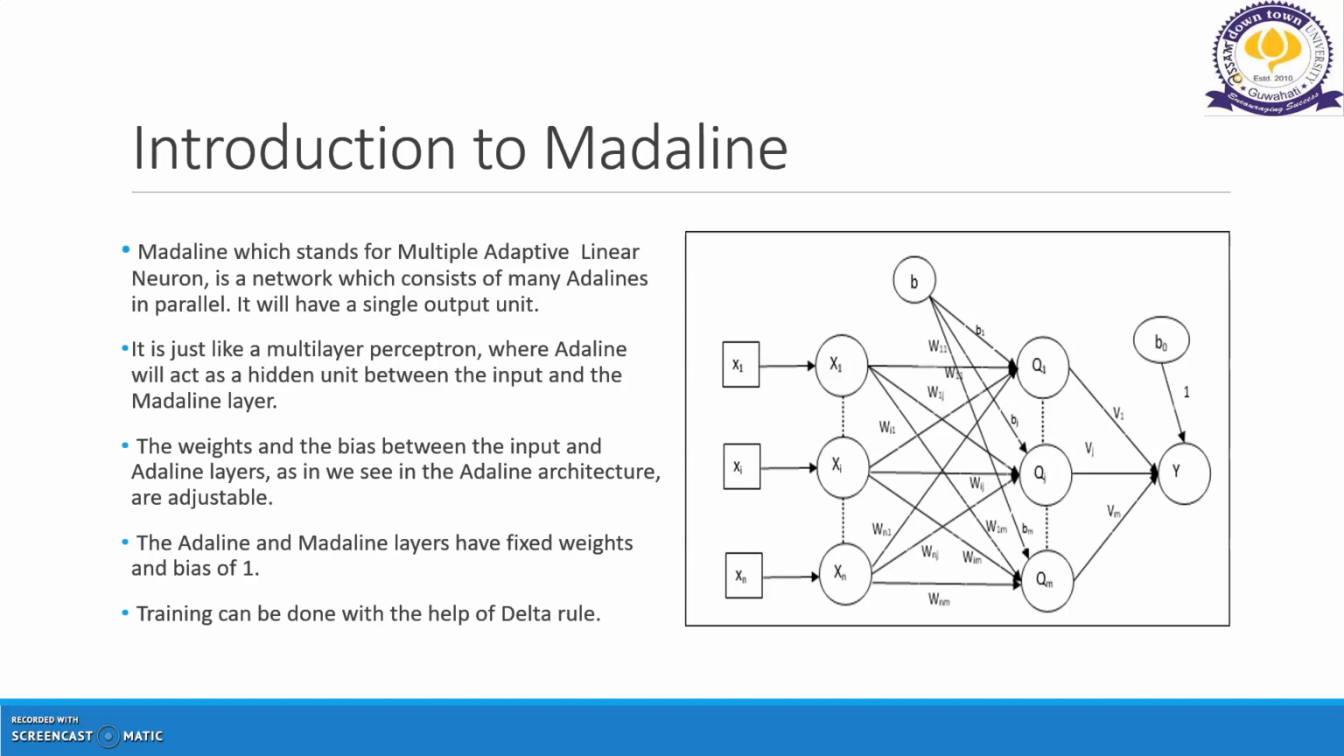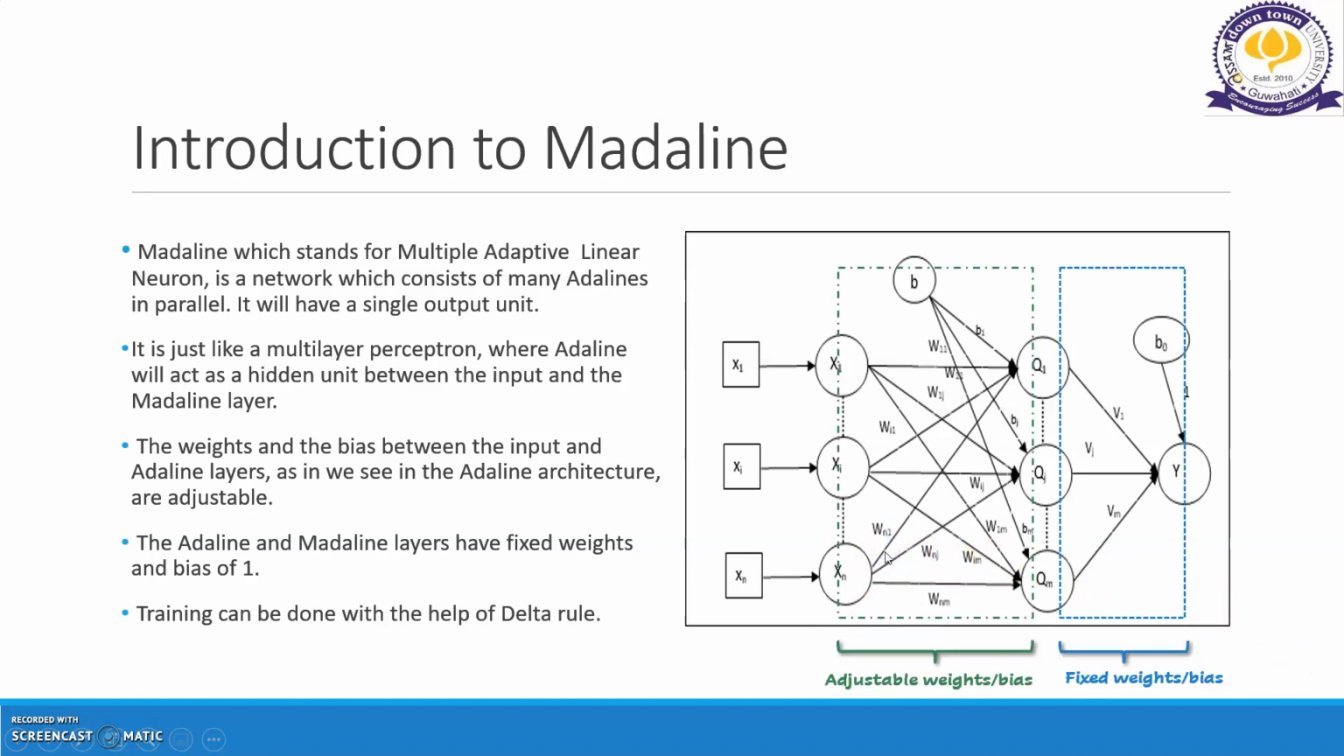So Madaline stands for Multiple Adaptive Linear Neuron, and it consists of many Adalines in parallel, and there is a single output unit known as the Madaline layer. The architecture of Madaline is just like a multilayer perceptron, where Adaline acts as a hidden unit between the input and the Madaline layer.